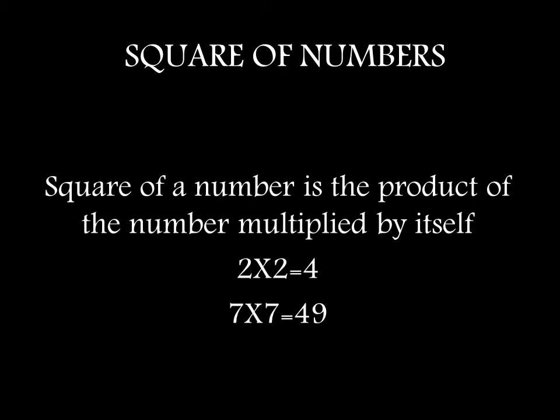Today our topic is squares and square roots of numbers. What is the square of a number? The square of a number is the product of the number multiplied by itself. Like 2 multiplied by 2 equals 4. 7 multiplied by 7 equals 49.